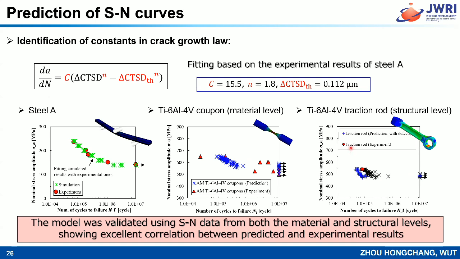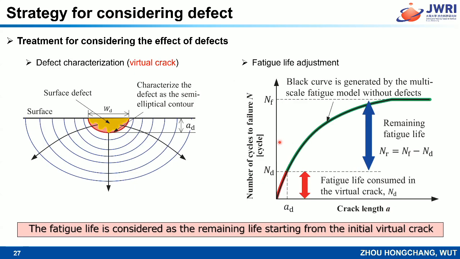And also we try another kind of simulation, in which we consider the model with defect and without defect. So the blue marks show the results considering the defects. So we can find a shorter fatigue life compared with experiment 1. And now I will show you the strategy for considering the defect. We use the virtual crack concept to consider the effect of the defect.